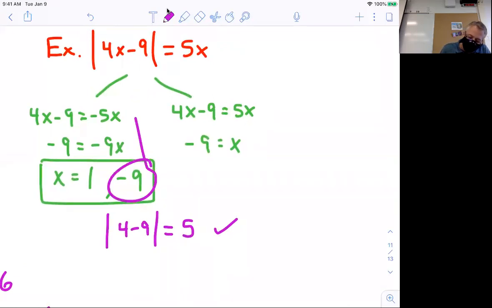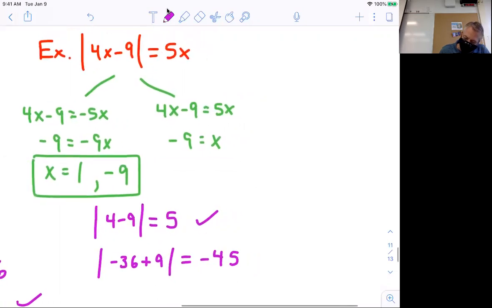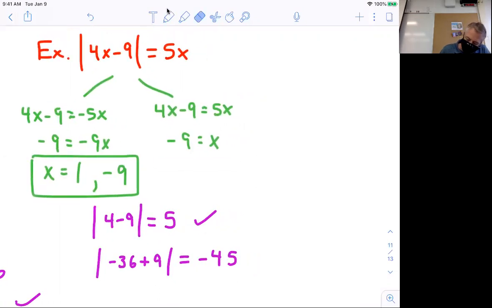Now we'll check -9 and plug that in. So that's going to be the absolute value of 4 times -9 is -36 plus 9 is equal to -9 times 5, which is -45. Oops, I wrote plus 9 here. Sorry, guys, that's a minus 9.